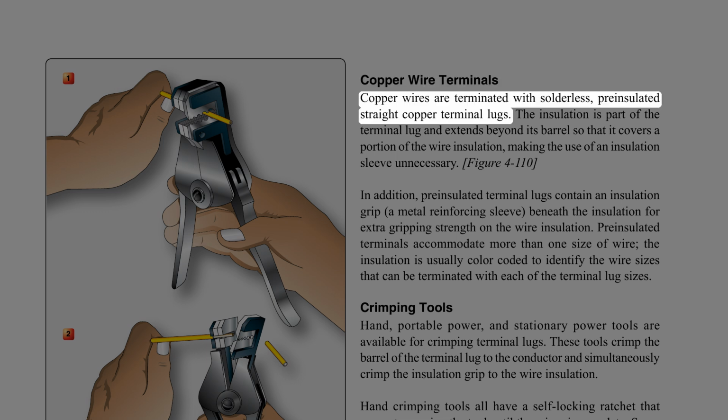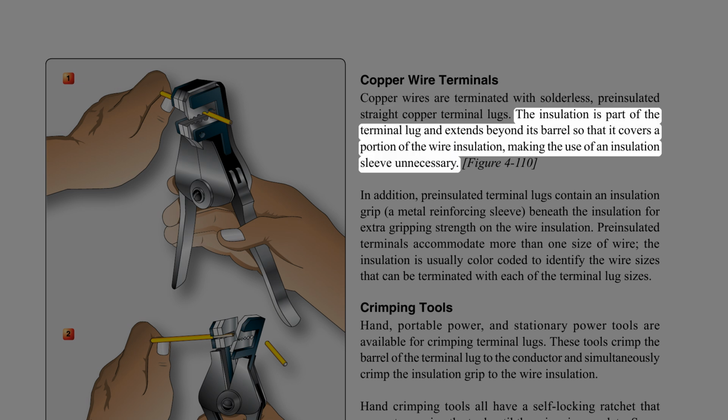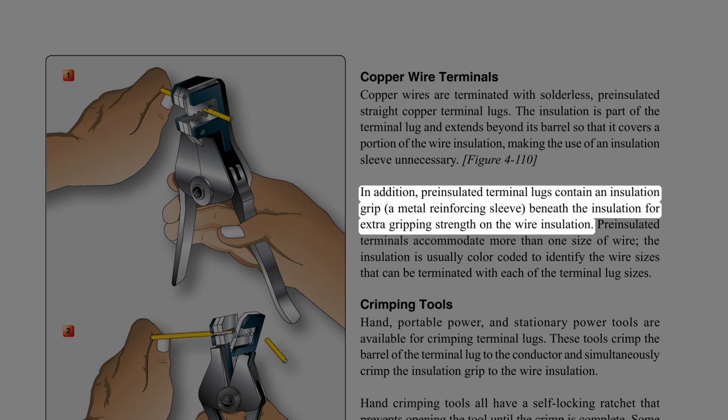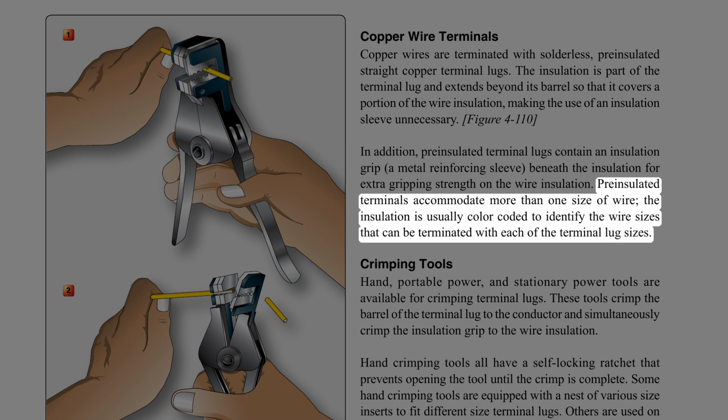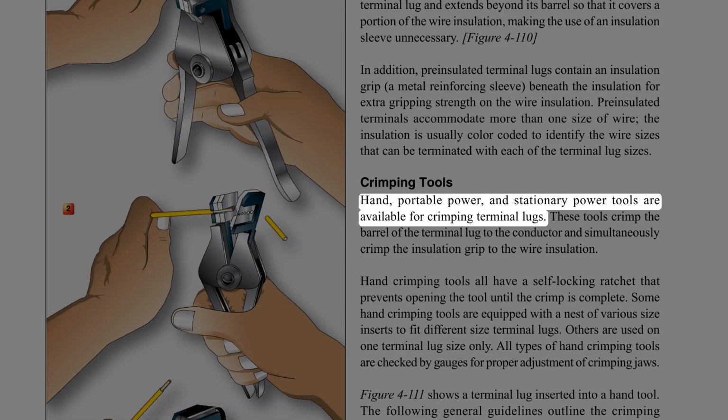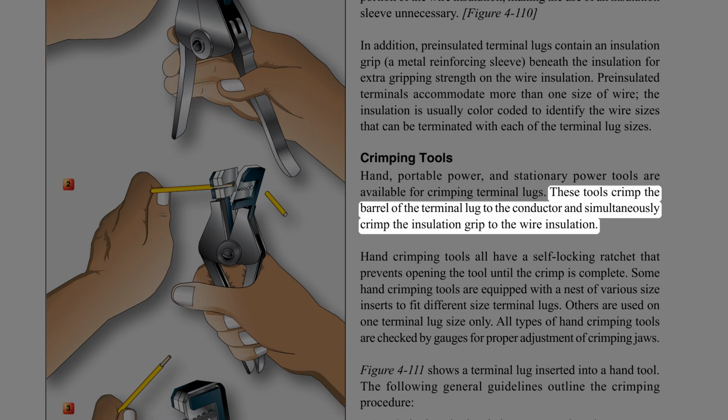Copper wire terminals. Copper wires are terminated with solderless, pre-insulated straight copper terminal lugs. The insulation is part of the terminal lug and extends beyond its barrel so that it covers a portion of the wire insulation, making the use of an insulation sleeve unnecessary. In addition, pre-insulated terminal lugs contain an insulation grip, a metal reinforcing sleeve, beneath the insulation for extra gripping strength on the wire insulation. Pre-insulated terminals accommodate more than one size of wire. The insulation is usually color-coded to identify the wire sizes that can be terminated with each of the terminal lug sizes. Crimping tools, hand, portable power, and stationary power tools are available for crimping terminal lugs. These tools crimp the barrel of the terminal lug to the conductor and simultaneously crimp the insulation grip to the wire insulation.